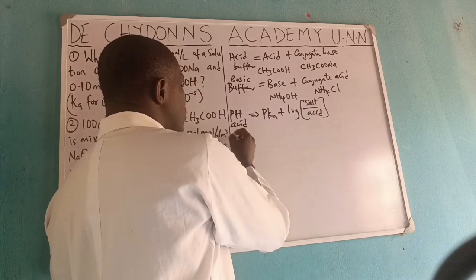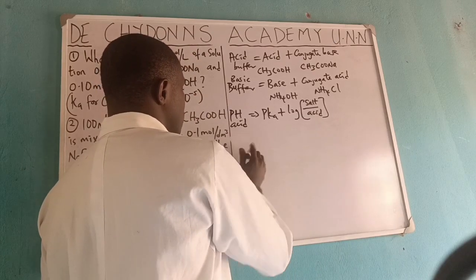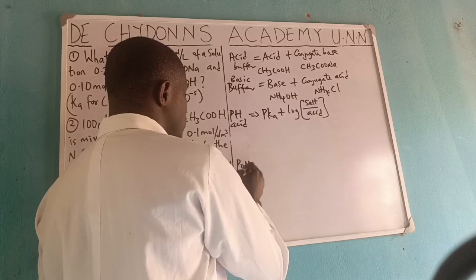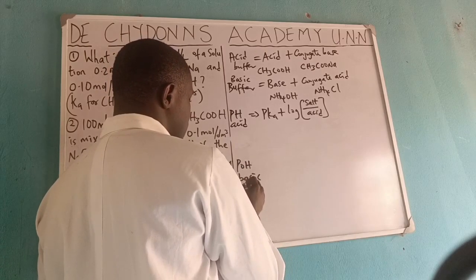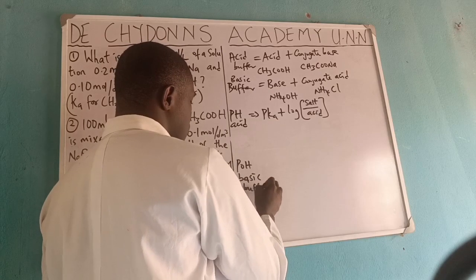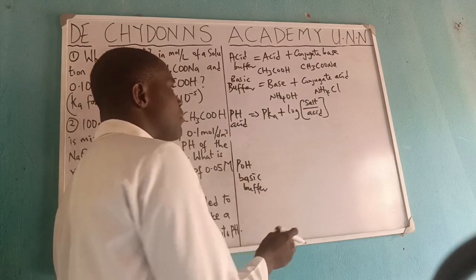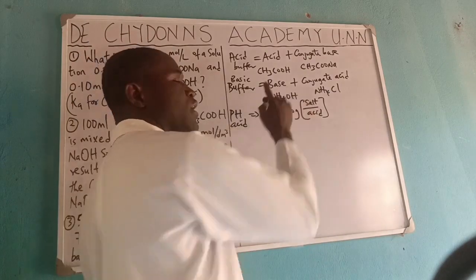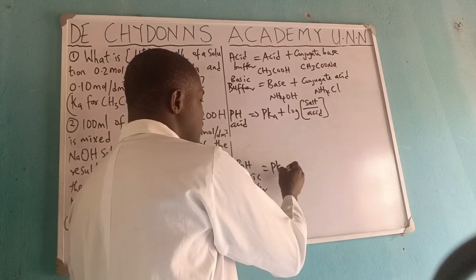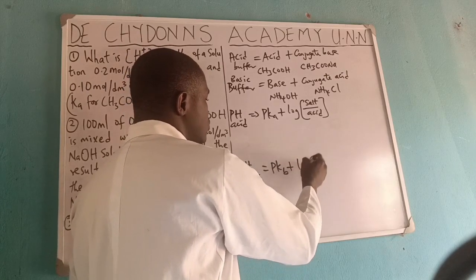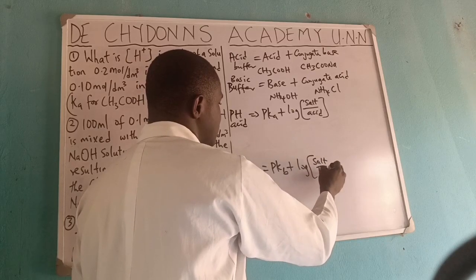Now, we can also get the pOH of a basic buffer. We are talking about pOH because most basic buffers have an OH group. Now, we say it is pKb plus log of salt over base.